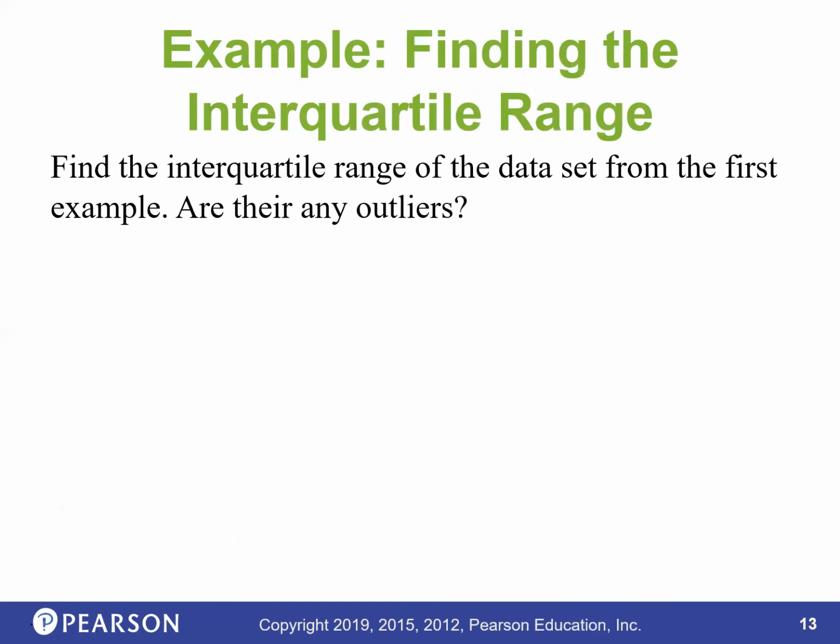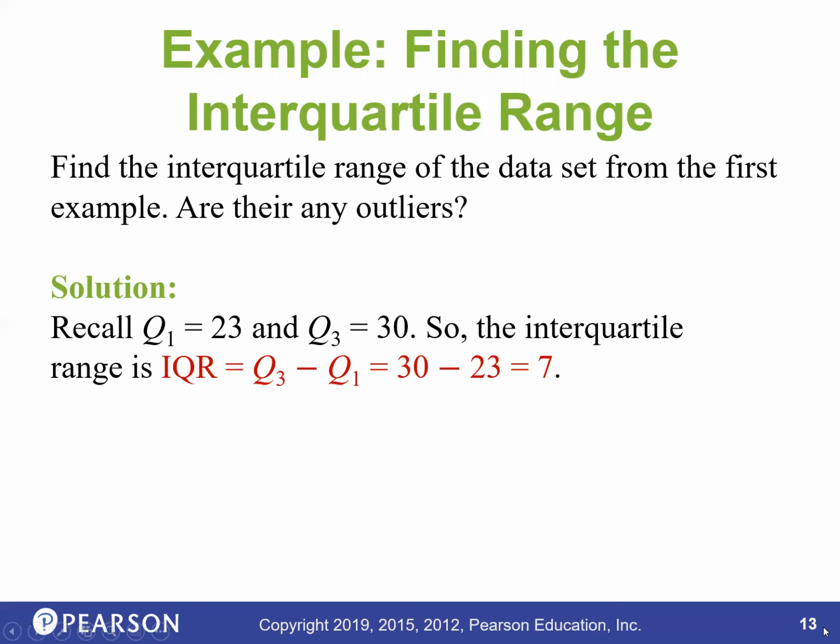Remember that first set that you should have already written down? Can you find for me the interquartile range? Tell me when you've found it. Now write this down real quick. Q1 is 23, we know that. Q3 is 30. So the IQR is 30 minus 23, or 7. So there's a spread of 7 in the exact middle of the group.